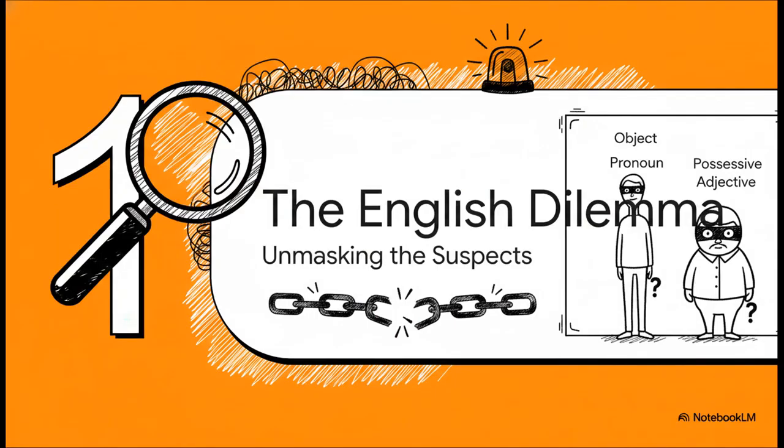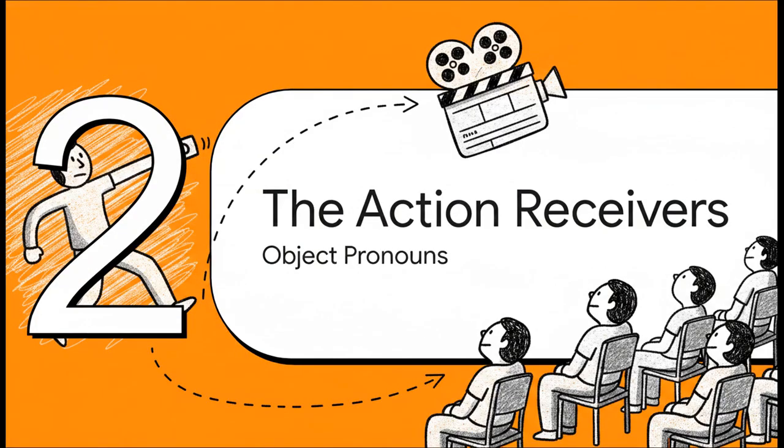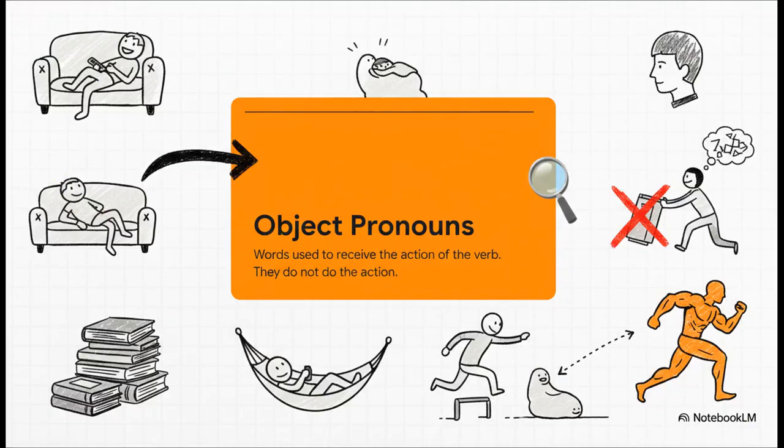Section 1. The Great English Dilemma. It's time to unmask our suspects. Section 2. The action receivers. Enter the object pronouns. Okay, think of sentences kind of like a movie set. You've got the actors doing all the crazy stunts, and then you have the people just sitting in chairs, taking it all in. Object pronouns are those passive participants.